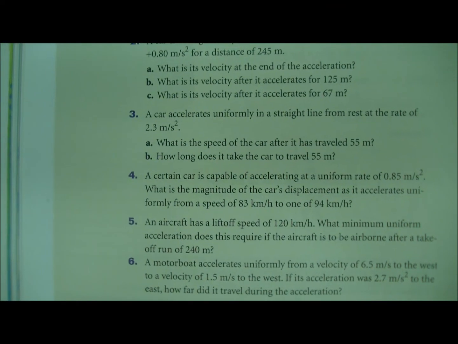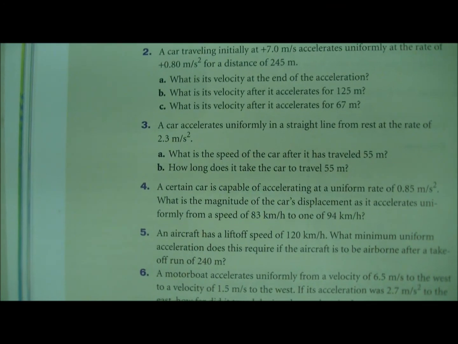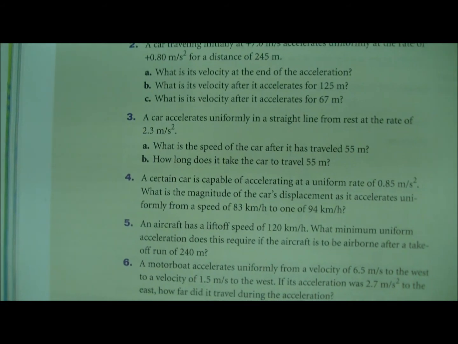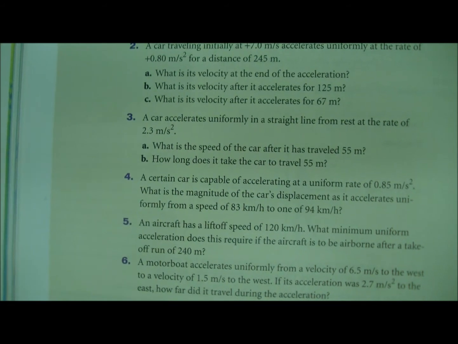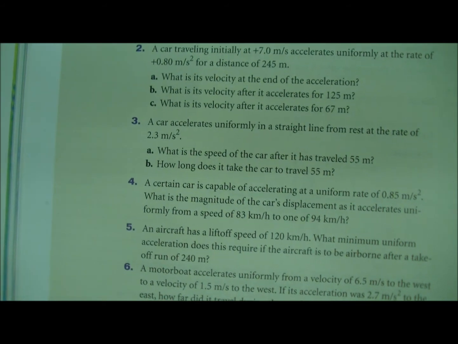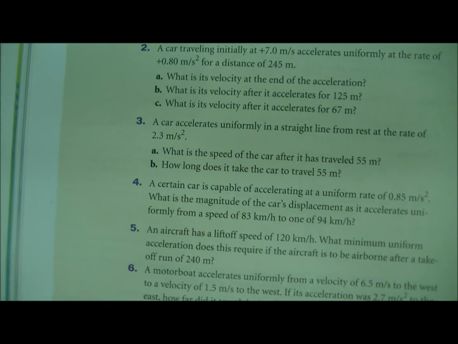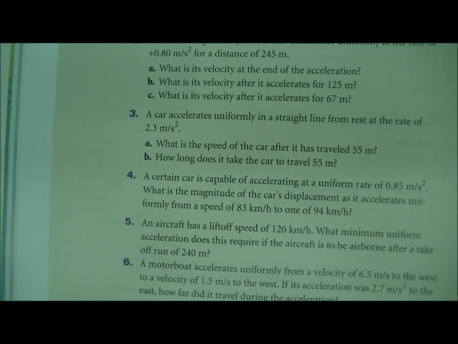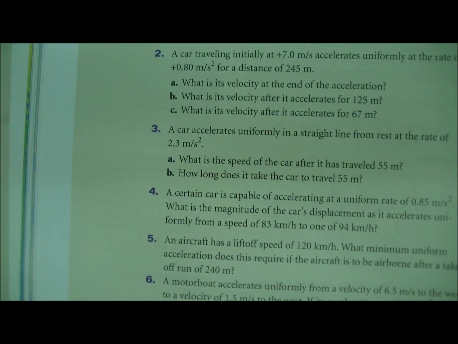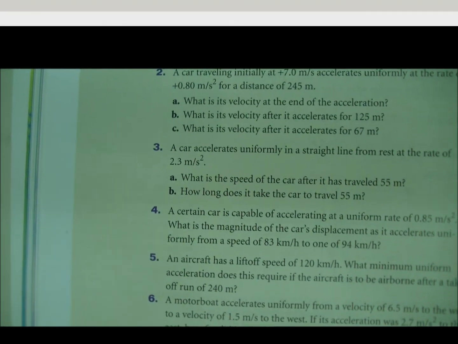Okay, let's now turn to page 58, and let's look at problem number 3, A and B. Once again, read for understanding. A car accelerates uniformly in a straight line from rest at a rate of 2.3 meters per second squared. A, what is the speed of the car after it has traveled 55 meters? And B, how long does it take the car to travel 55 meters?